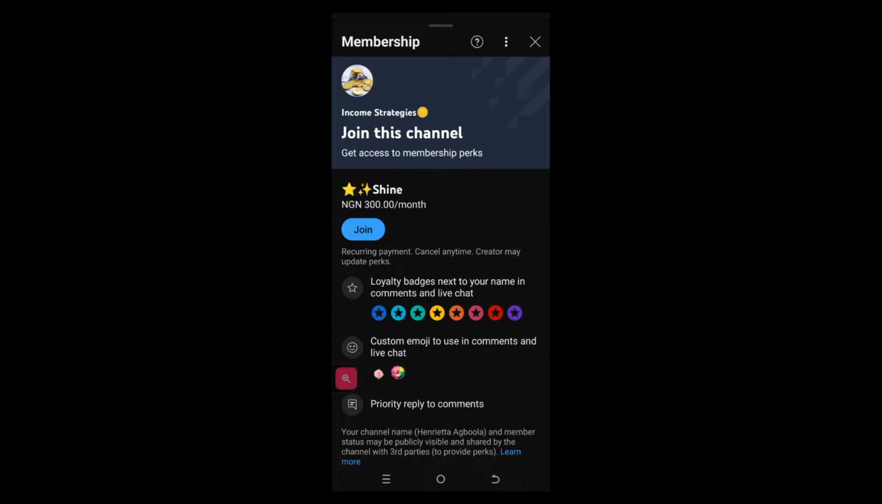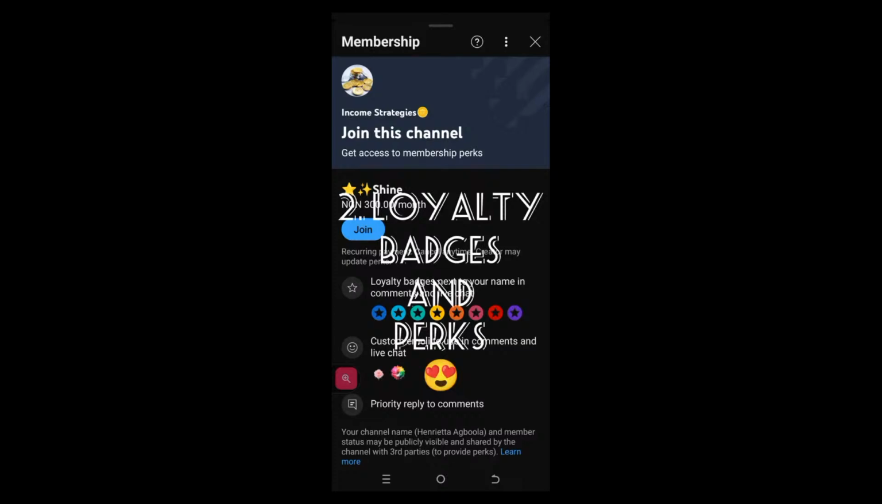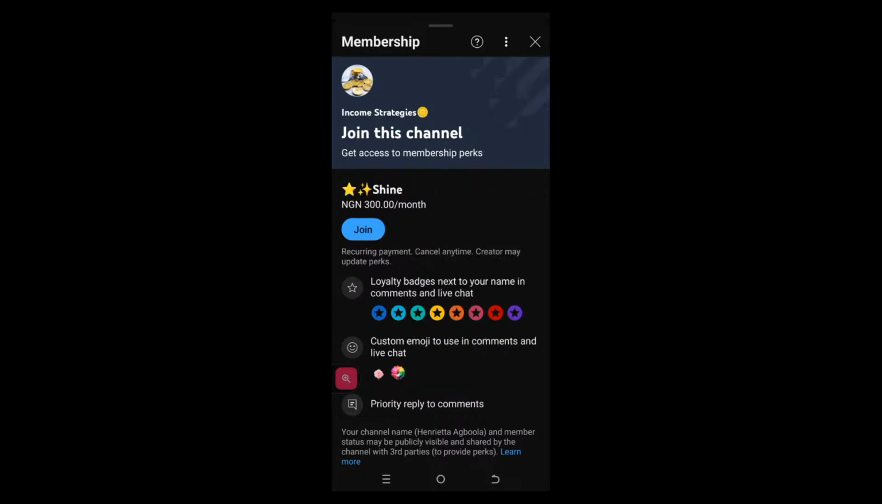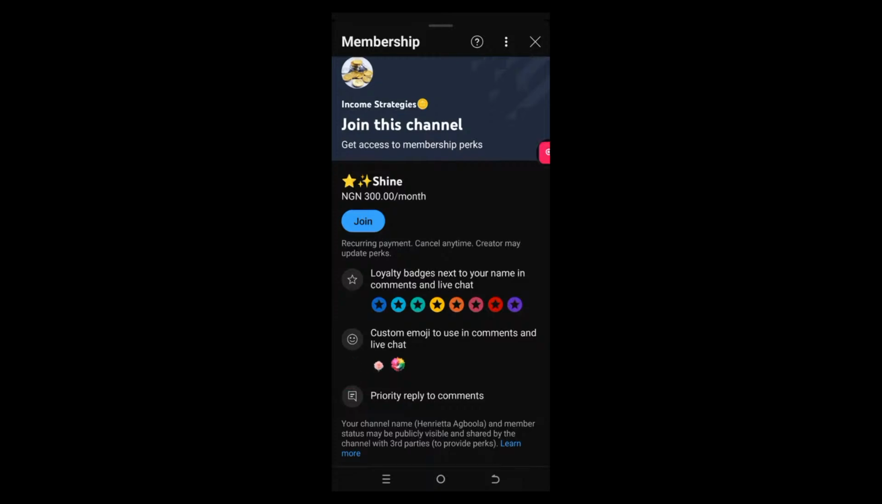Then, of course, you're going to get what we call loyalty badges. You're going to be different. You're going to stand out while you're commenting, or maybe in the live. People will definitely get to know that you are a member of this channel. And not only that, you're going to get custom emojis that you can use in your comments. You'll also get priority replies to your comments, quick. The whole idea is that we want to give you something that you would value.